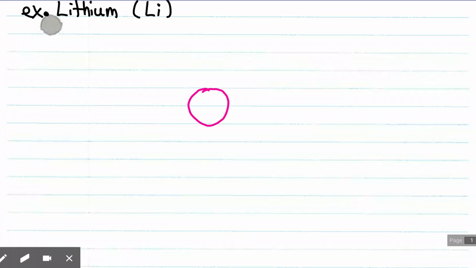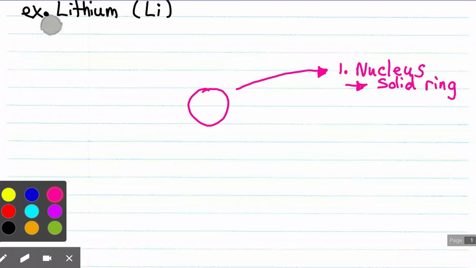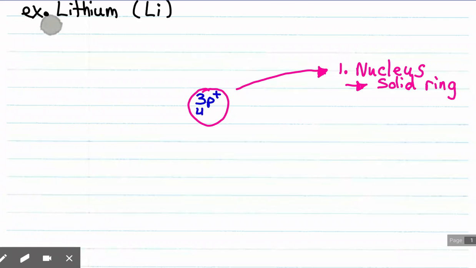I'm going to draw my nucleus, and I want you to note that my nucleus is drawn as a solid ring. So the line is solid. This is important for later. Once you have the nucleus in your Bohr-Rutherford diagram, you're going to write the number of protons and neutrons in the nucleus. Lithium has 3 protons, so I'm going to write the number 3 followed by the symbol for protons. And lithium has 4 neutrons, so I'm going to write the number 4 followed by the symbol.